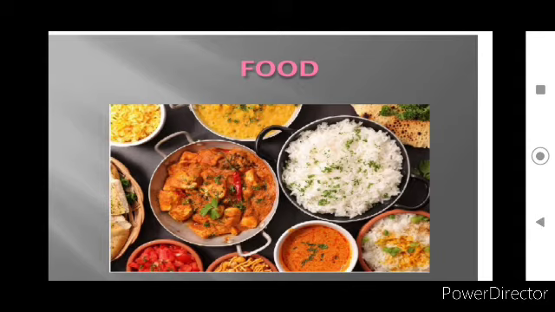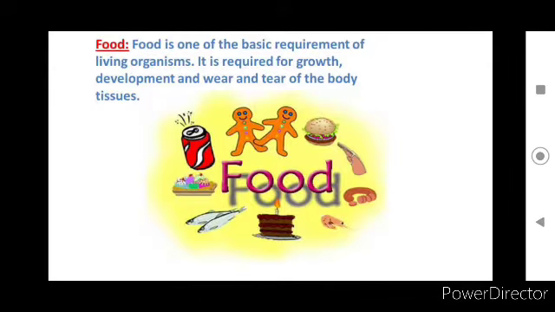So to prepare the different varieties of food, we add so many items called ingredients. The ingredients differ from one food item to another, and we also try to learn from where the ingredients come from. Food is one of the basic requirements of all living organisms. It is required for growth, development, and wear and tear of the body tissues. That's what we learned in the previous class.